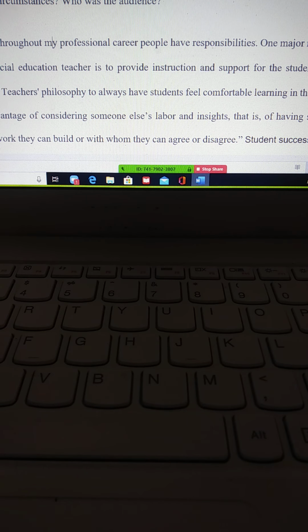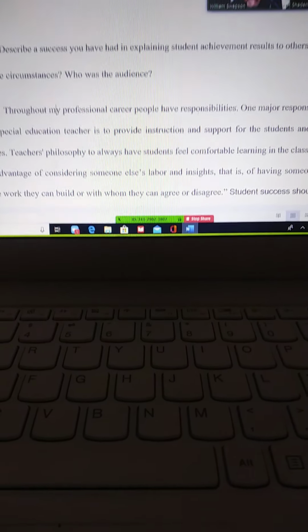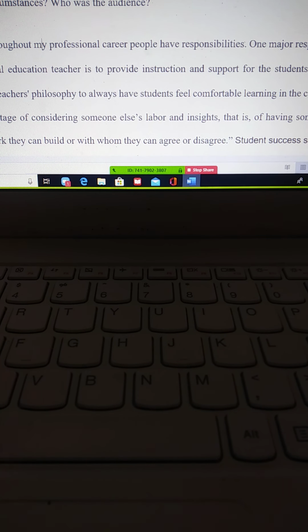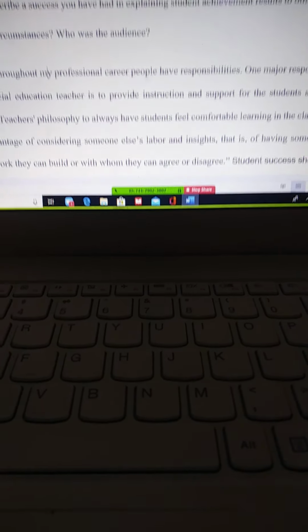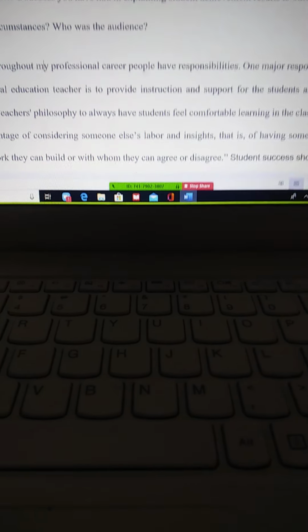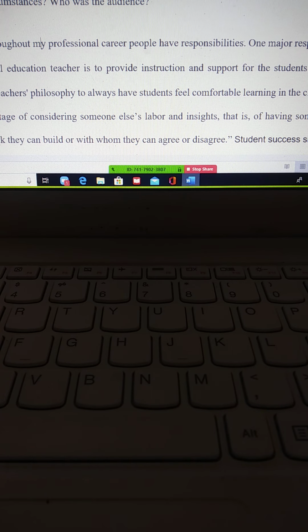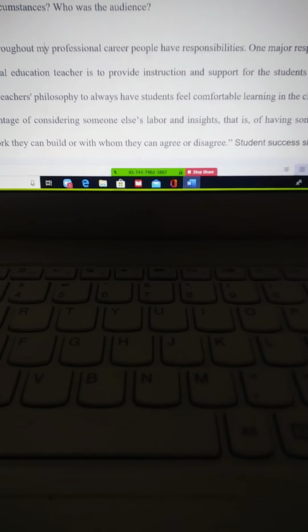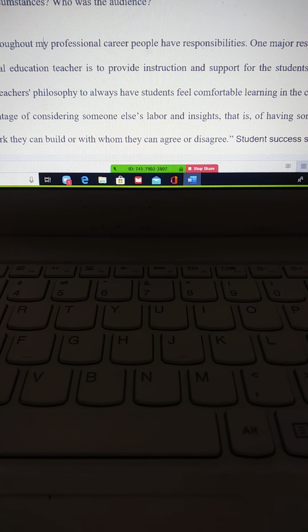That's one way you could think about it, but you could say the same thing to a parent: how did I get a child to improve in reading and writing? This is your success, so how did you successfully help someone? That's what it's asking you. Makes sense? And then, what were the circumstances and who was the audience?